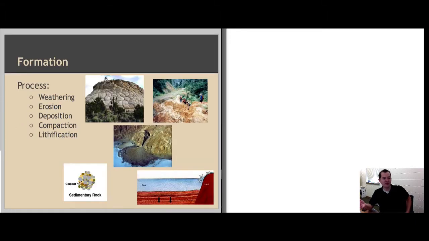So starting with formation, we've got these processes that we'll always talk about. These 5 steps that are the processes of making a sedimentary rock. Sedimentary rocks are made up of small pieces of other rocks, and so they may have small pieces of other sedimentary rocks, small pieces of other igneous rocks, small pieces of other metamorphic rocks, and those things have to somehow get in the same place and come together to make a sedimentary rock. So we're going to talk about each of these processes: weathering, erosion, deposition, compaction, and lithification.